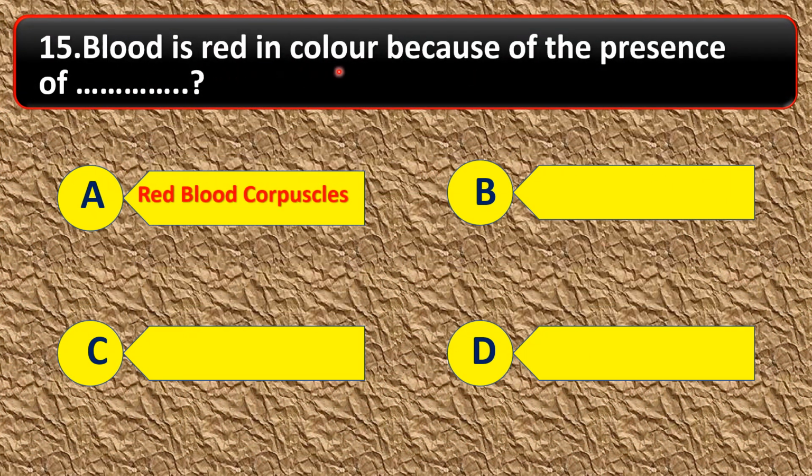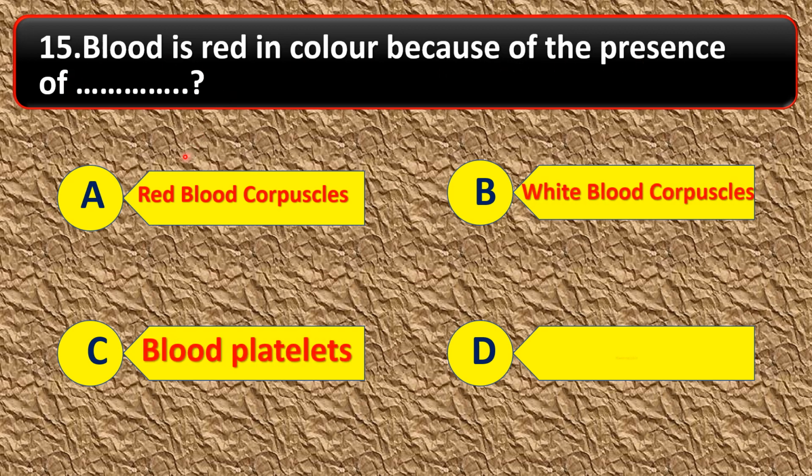Blood is red in color because of the presence of dash. Option A, red blood corpuscles. Option B, white blood corpuscles. Option C, blood platelets. Option D, hemoglobin. The correct answer, option D, hemoglobin.